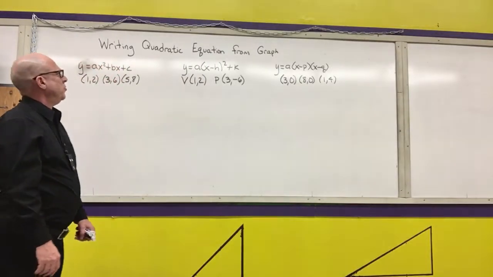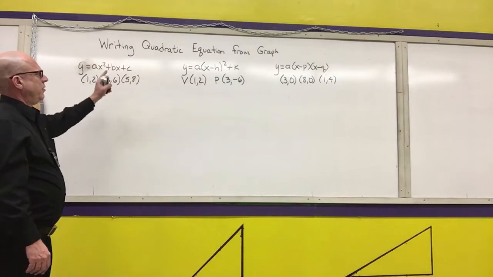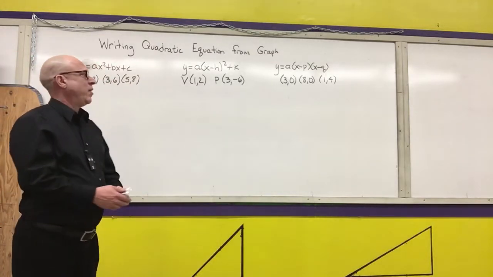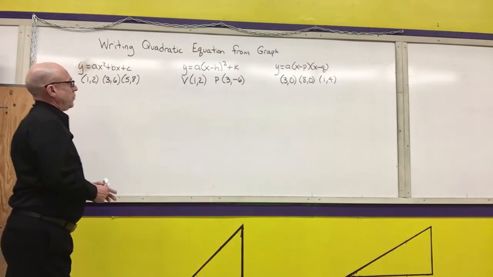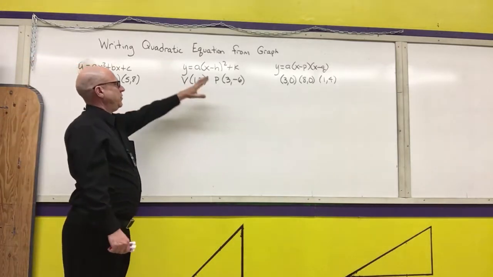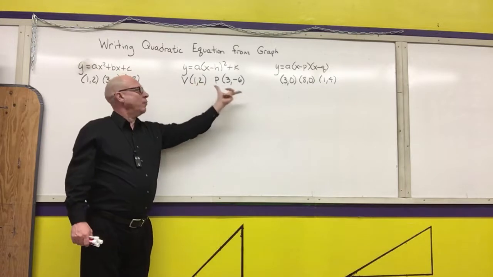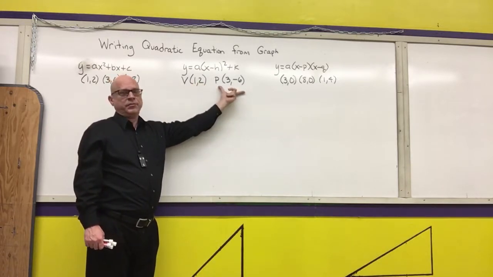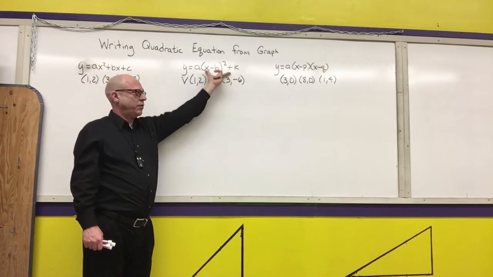Next, we want to be able to write the quadratic equation or a quadratic function if we are given points of the quadratic from a graph. To me personally, the easiest way is if you know the vertex of the function and one other point on the graph of the function, it's fairly easy to find the equation in vertex form.